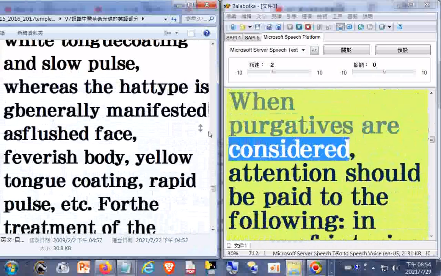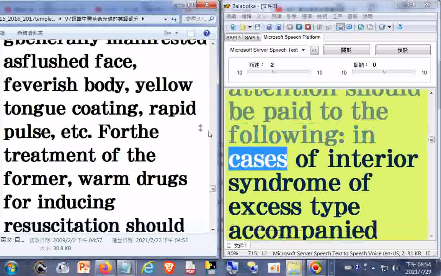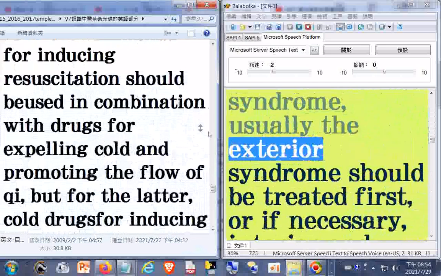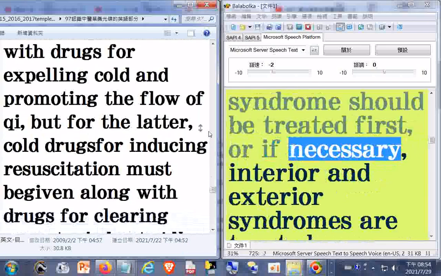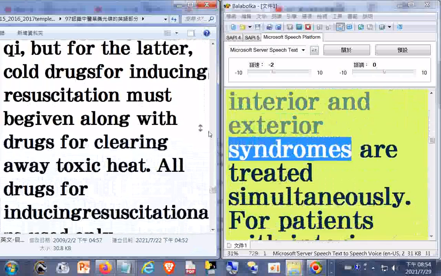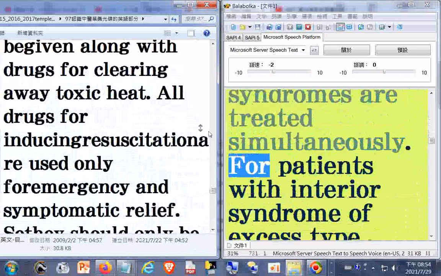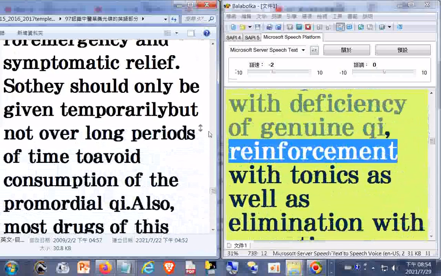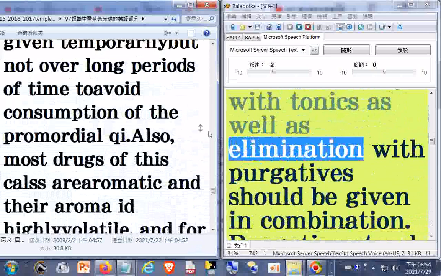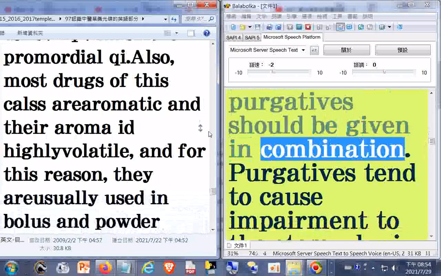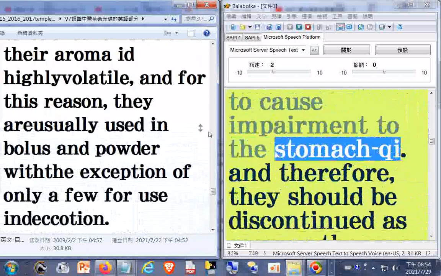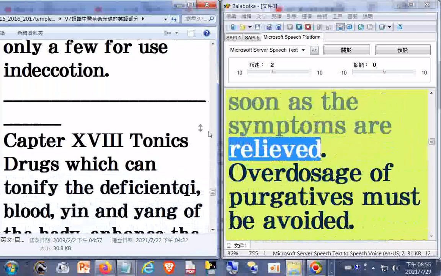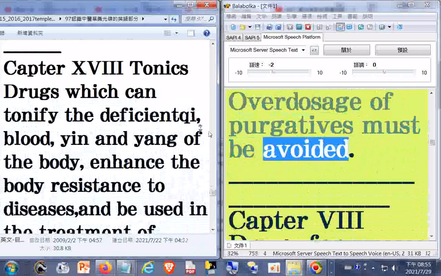When purgatives are considered, attention should be paid to the following. In cases of interior syndrome of excess type accompanied with exterior syndrome, usually the exterior syndrome should be treated first, or if necessary, interior and exterior syndromes are treated simultaneously. For patients with interior syndrome of excess type accompanied with deficiency of genuine qi, reinforcement with tonics as well as elimination with purgatives should be given in combination. Purgatives tend to cause impairment to the stomach qi, and therefore they should be discontinued as soon as the symptoms are relieved. Overdosage of purgatives must be avoided.